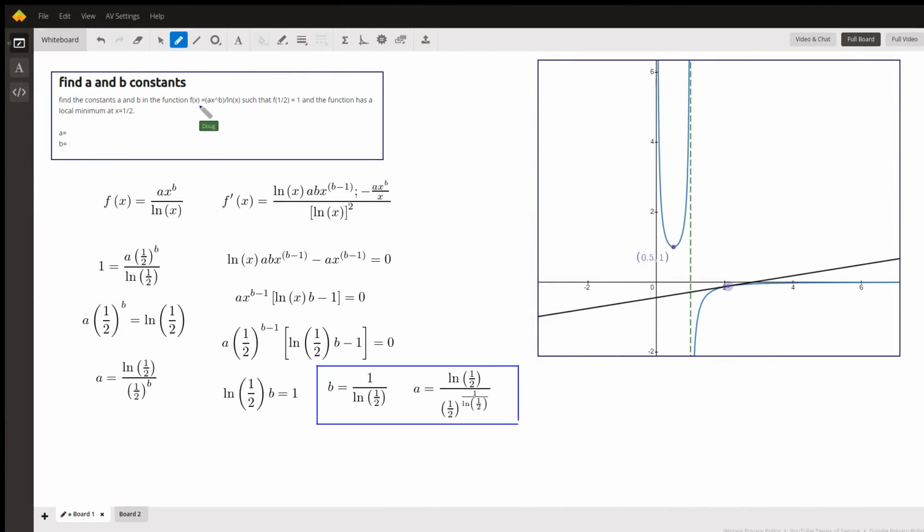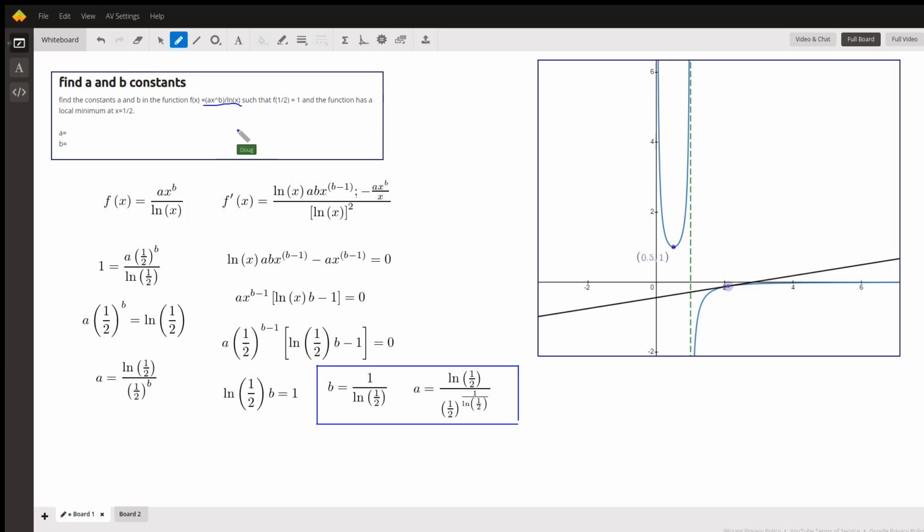Okay, you're given this function where a and b are constants, f of x equals a times x to the b divided by ln of x. And we want to find constants a and b such that f of 1/2 is 1. That means the point 1/2, 1 is on the graph. Here it is right here. And the function has a local minimum at x equals 1/2.